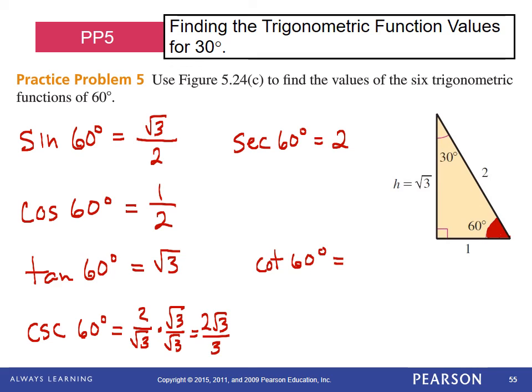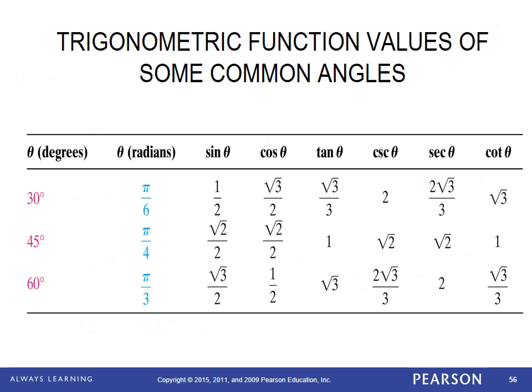Cotangent of 60 degrees. All right, definition here is adjacent over opposite. In this case, yes, we do have to multiply through by the square root of 3 over square root of 3. Sorry, the last slide here, the answer was the square root of 3 over 3. So square root of 3 over 3.